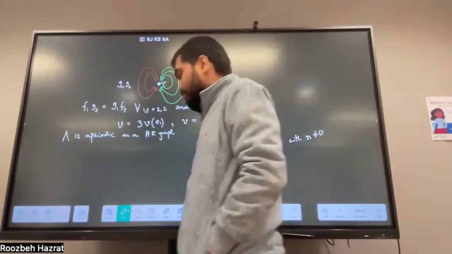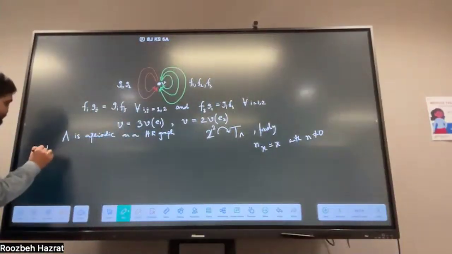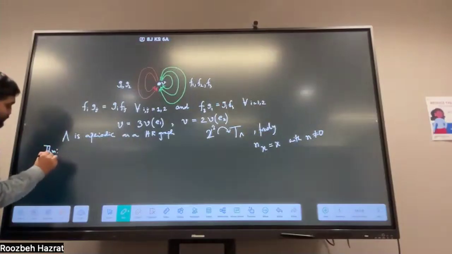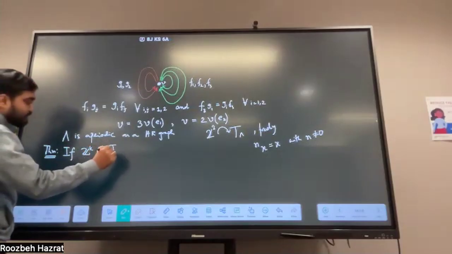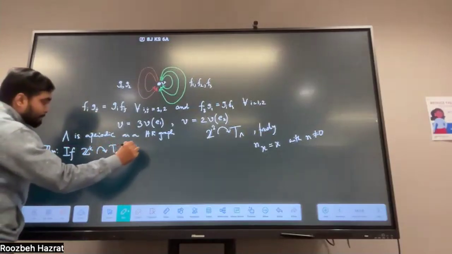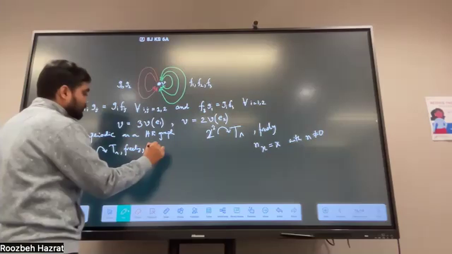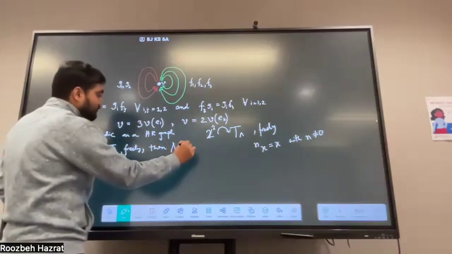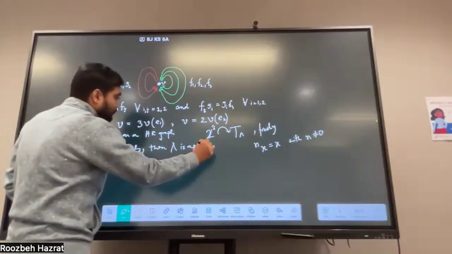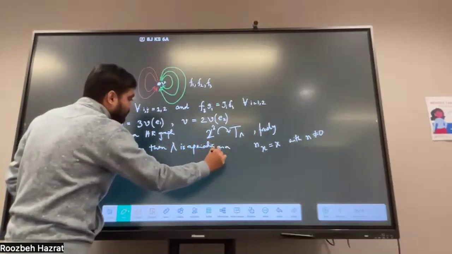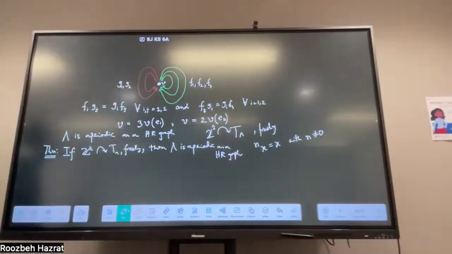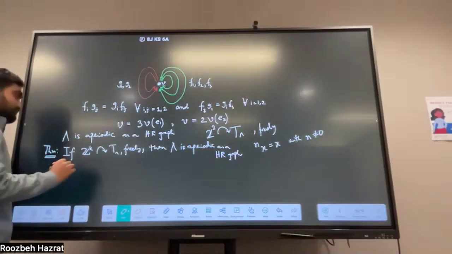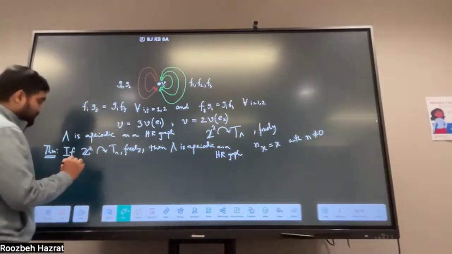And then you have this result. If the group Z^k acts on the talented monoid freely, then lambda is aperiodic as a higher rank graph. However, the converse is not true. We have some examples.